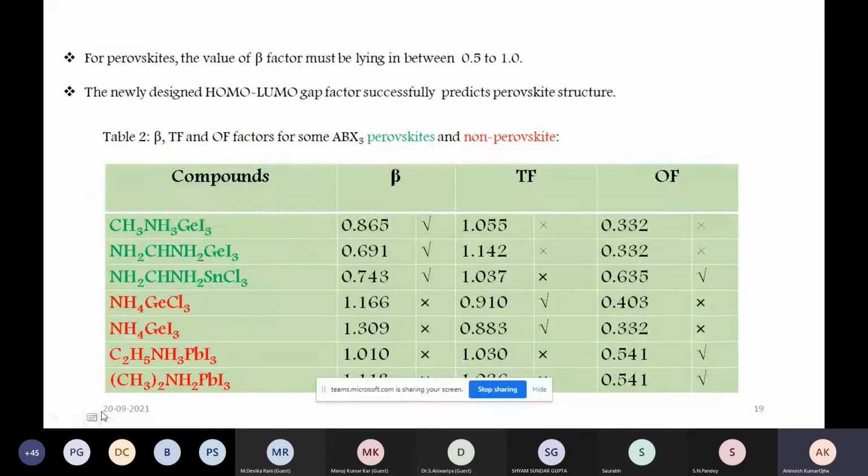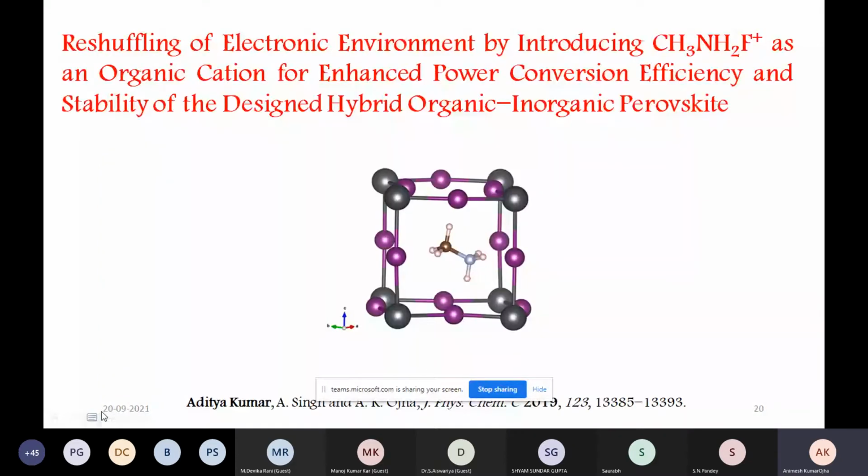Okay, and the compounds which were not explained using the first two factors also got explained by the new one which we designed. Okay, so now this is a well accepted factor where if you are designing any ABX3 type of compound, and if you want to check whether this material will show a perovskite structure or not, that can be checked using this newly designed factor. So it's the one based on this new factor we designed.